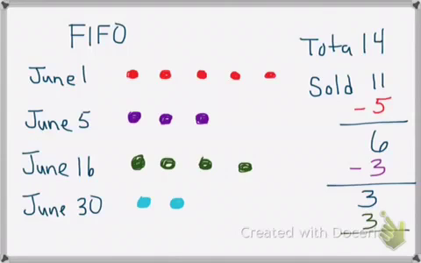And so we would have sold everything that we needed. Now this is going to give us our cost of goods sold amount. If we take how much the red units actually cost, how much the purple units cost, and how much the green units cost, what is left over is what we call our ending inventory.